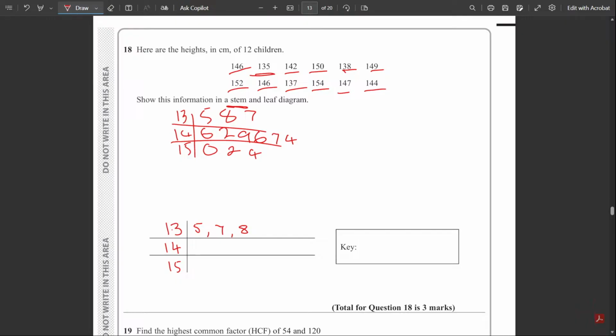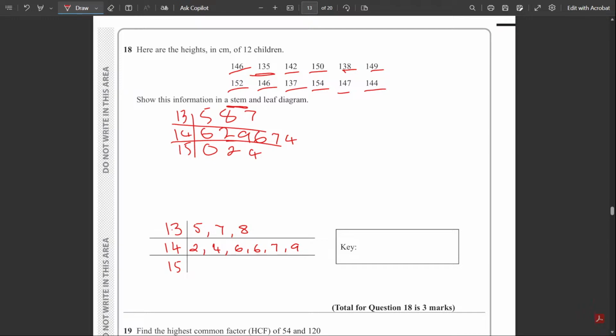So you're putting them in order. Here the 2 is the smallest one, so 142, then 44, then 46 twice, then 47, and then 49. So trying to see if you get the same number as well. Okay, 1 2 3 4 5 6.